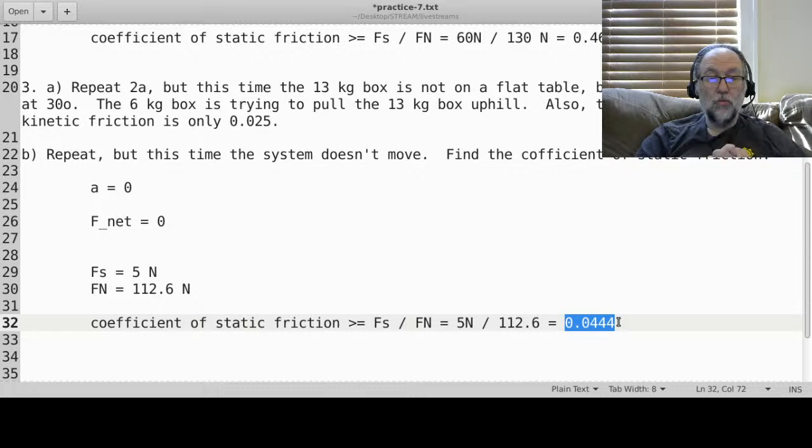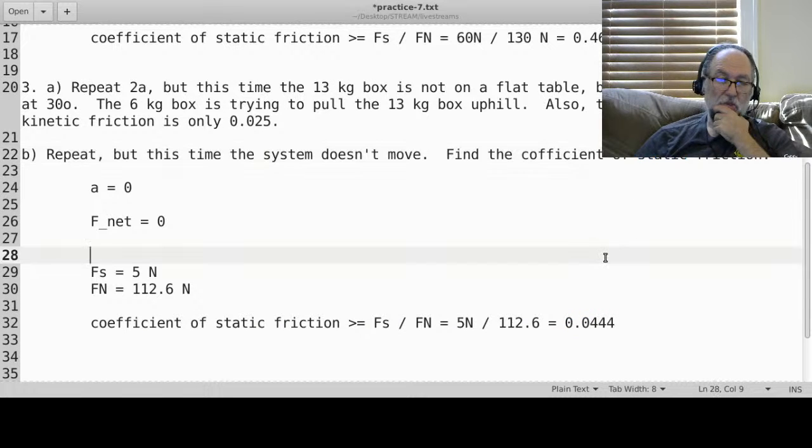It's like if it's 1, it won't move. 2, it won't move. A coefficient of 100 won't move. But if it's less than 0.0444, then it would move, and we're not in the situation of static friction. All right, so is everyone good so far?